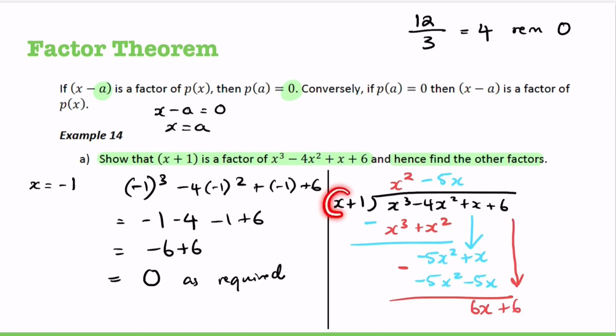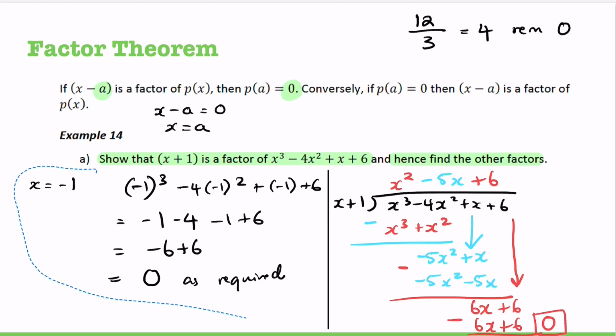Do this one more time. x times what gives me 6x? That'll be 6. 6 times x is 6x. 6 times 1 is 6. Subtract these 2, and what you'll see is that you will get 0 as expected as our remainder. Now, of course, we're not finished yet, but I will need to make a little bit more space.